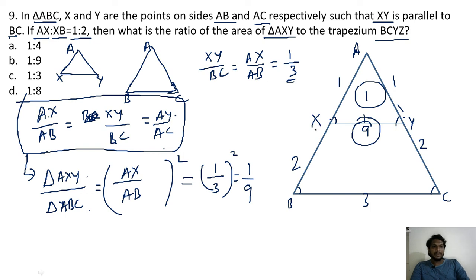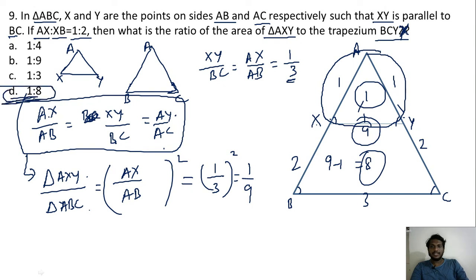Now from here you can find the area of trapezium XBCY or BCYX. The area of trapezium BCYX will be equal to the total area of triangle ABC minus area of triangle AXY, that is 9 minus 1, which is equal to 8. Hence the answer is 1:8. Option D is the right answer.